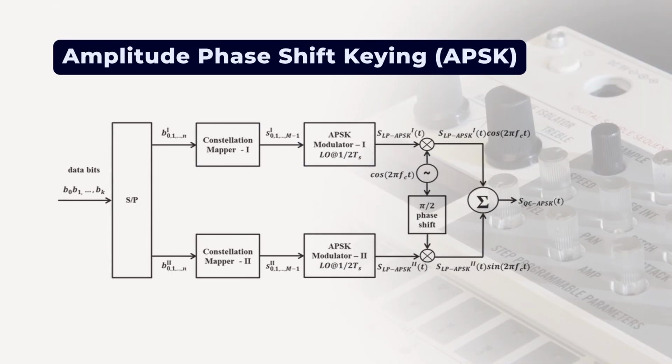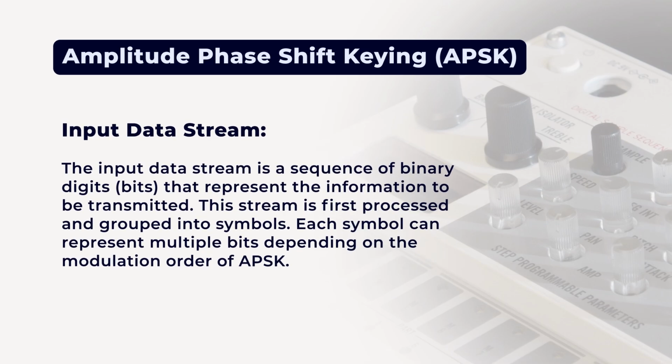Now, let us discuss the block diagram. The block diagram shown here, the block diagram of an APSK modulator, can be divided into several key components. The first component is the input data stream. The input data stream is a sequence of binary digits that represent the information to be transmitted. This stream is first processed and grouped into symbols. Each symbol can represent multiple bits depending on the modulation order of APSK.